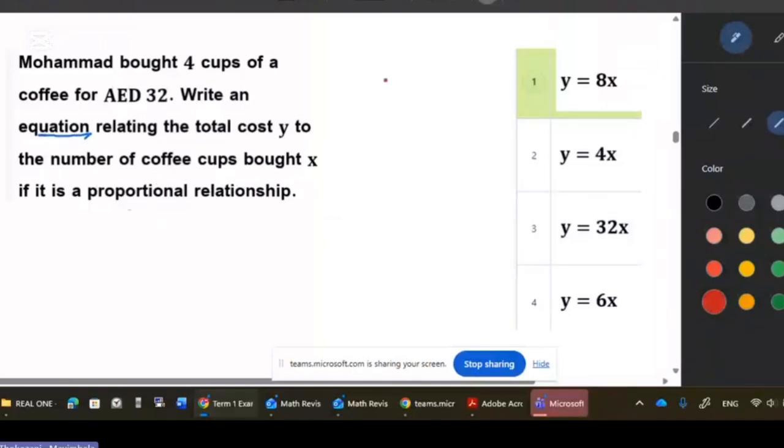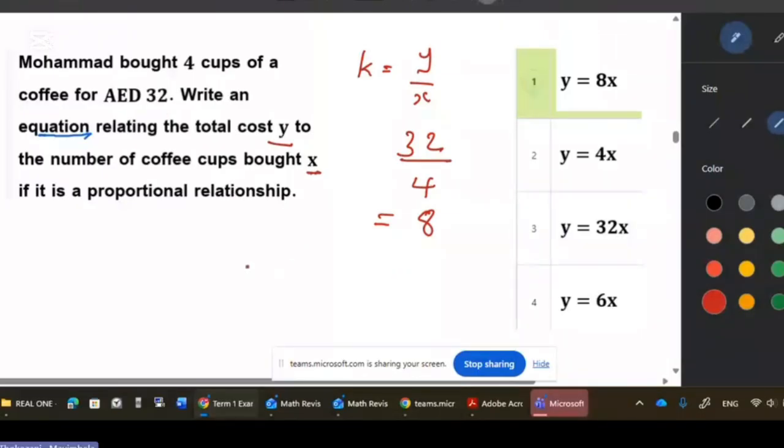You are going to find k first, which is y over x. In this case, the cost is our y, which means it's 32. And the number of cups is our x, so it's going to be 4. So what is 32 divided by 4? 32 divided by 4 is 8.